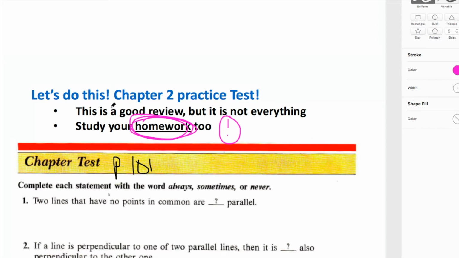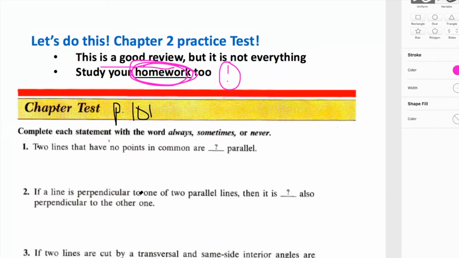Okay, so just a reminder here, this is a good review, I think, by doing this chapter test, but it's not everything, right? It's very hard to prepare for a test at the exact level of difficulty you need. So I think these problems are maybe a little bit easier than they could be. That's why you're going to want to look at your homework too. Okay, that being said, let's jump into the chapter test.